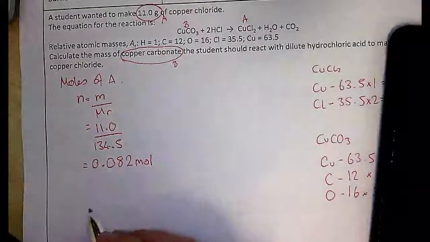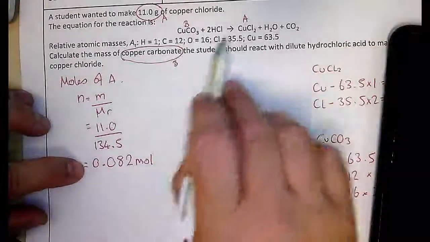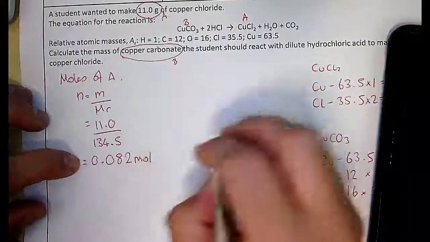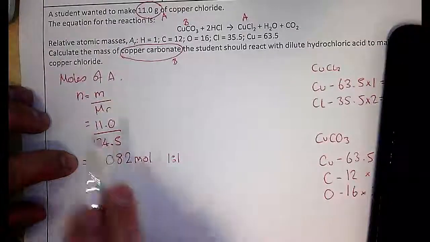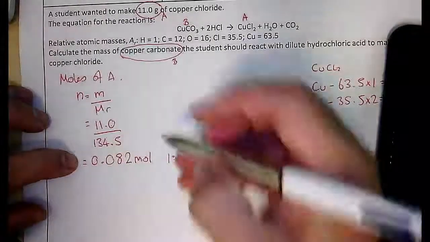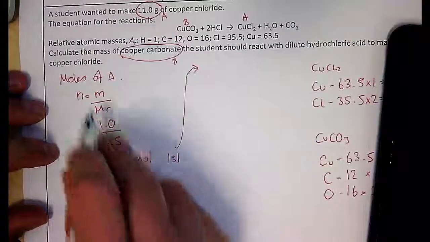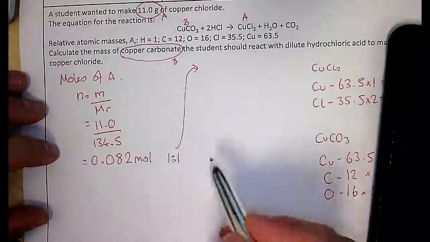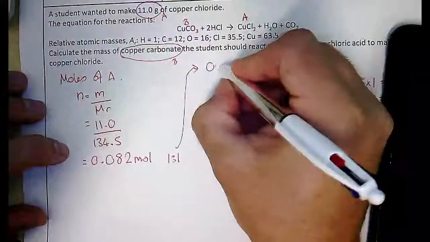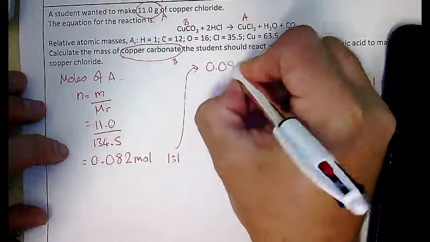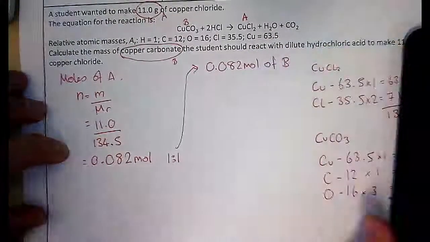So I now know that, as I mentioned earlier, we've got a 1-to-1 ratio between our moles of A and our moles of B. That tells me that I must have the same number of moles of B as I did A. If it were a 2-to-1 ratio, then I'd have half as many. So I'll keep that number, 0.082 moles of B.